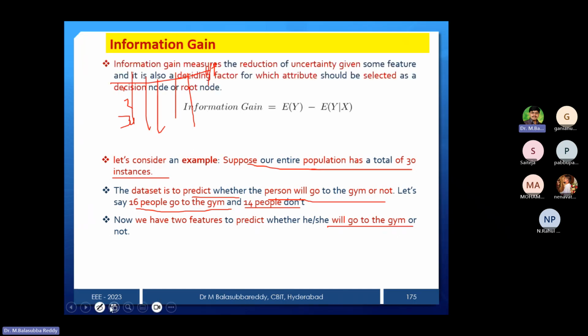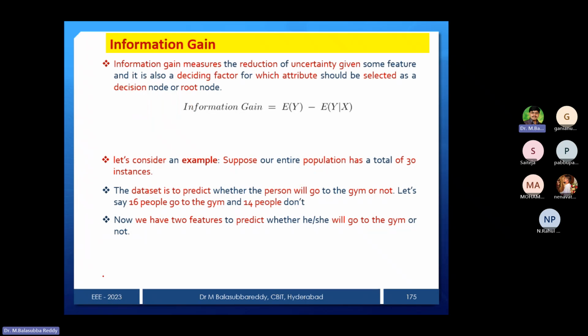That's what we are calculating. The information gain measures the reduction of uncertainty given some features. So uncertainty is going to be reduced. If you calculate the information gain, that will reduce the uncertainty, just the entropy of the full data set minus the entropy of the data set given some features.